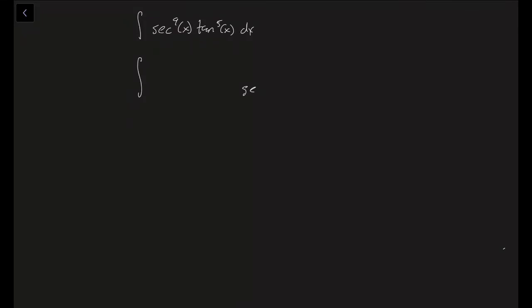So let's pull out that secant x, tangent x, and let's see what else we have. So we have secant to the 8th of x, and this is tangent to the 5th of x times secant x tangent x, or secant to the 4th. Or this, secant to the 8th, tangent to the 4th, secant tangent.